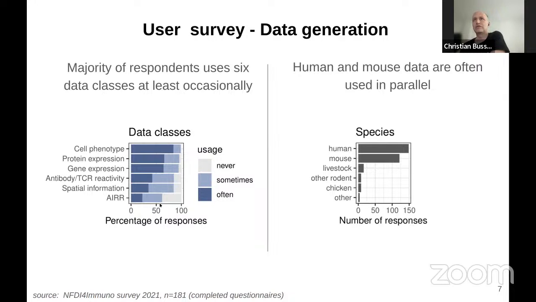is basically the last of the 6, but still used by nearly 60% at least sometimes. The other interesting information that we got out of this is that the majority of respondents is really working in the human and the mouse system at the same time. That was important for us to know with regard to the question whether we could rely on other infrastructures that are already providing services, but focused on human data. This clearly showed us that we need a place for mouse data because it's still very frequently generated, in addition to a smaller but still significant number of respondents who said that they're working with livestock like cows, pigs, or chicken.